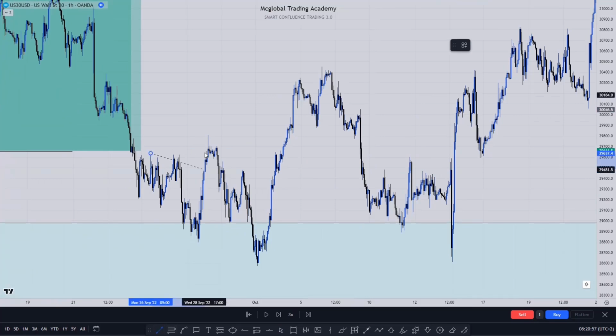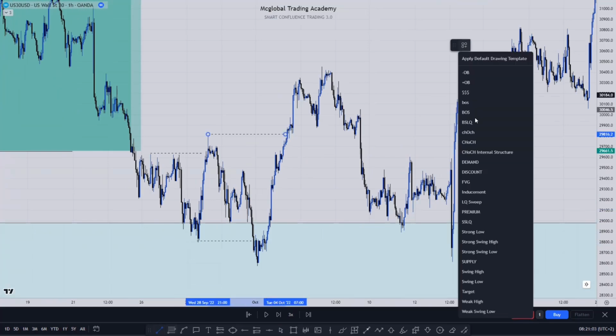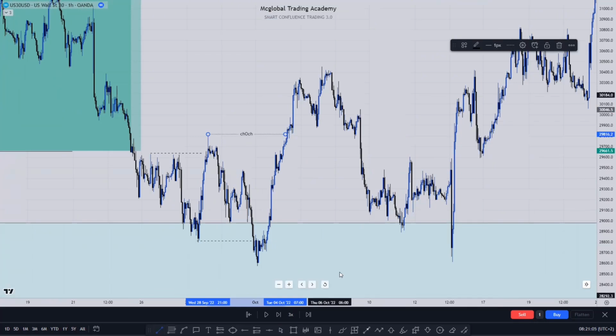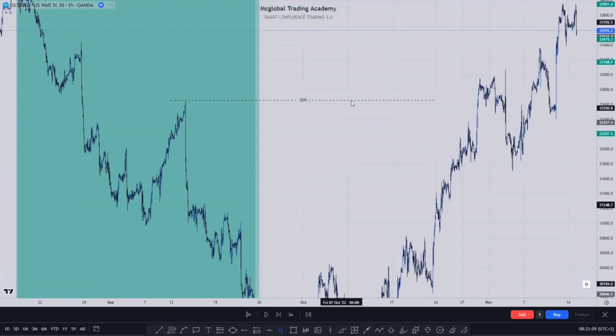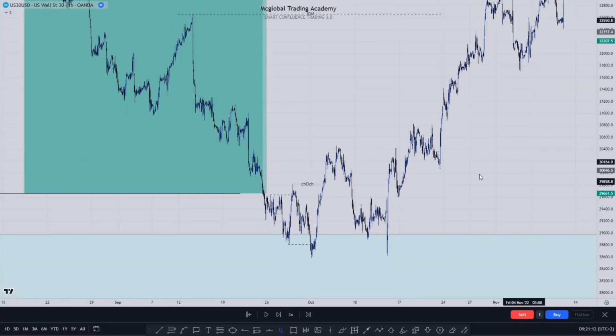So here, they induced. After inducing, you're just following structure. Then they broke structure. Then they changed character. After they change character, you know that they're going up. Then on the way up, you target the inducement. In this case, this is an inner change of character, so you're targeting the inducement leg up there, which is the daily inducement.